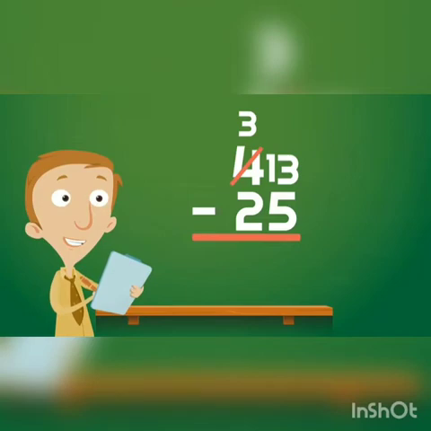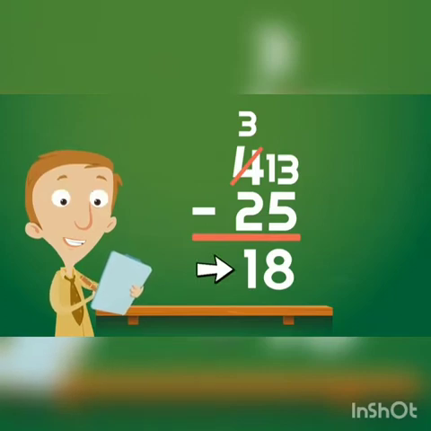Yep, it is 8. So we will write 8 under the ones column. Now it's time to subtract the tens. What is 3 minus 2? You got it. 3 minus 2 equals 1. So we put the number 1 under the tens column, and we have our answer. 43 minus 25 equals 18. 18 is the difference.